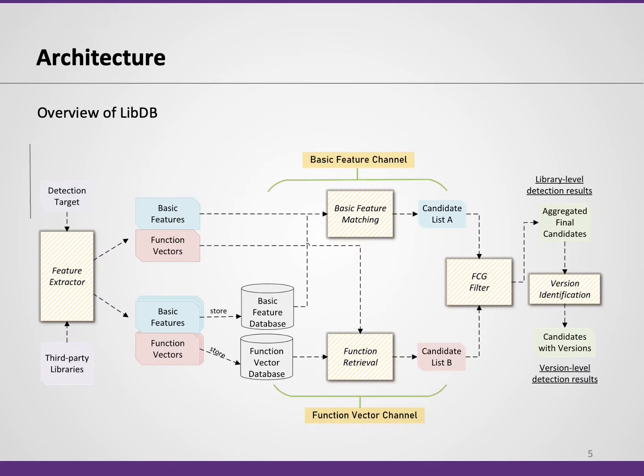This figure provides an overview of LibDB. It contains 5 components: feature extractor, basic feature matching, function retrieval, function call graph filter, and version identification. LibDB relies on the two feature databases, namely Basic Feature Database and Function Vector Database, which will be applied in two channels, Basic Feature Channel and Function Vector Channel, during detection.